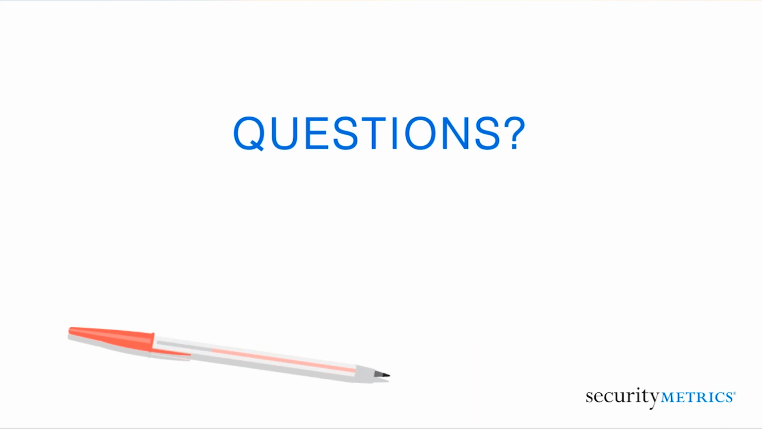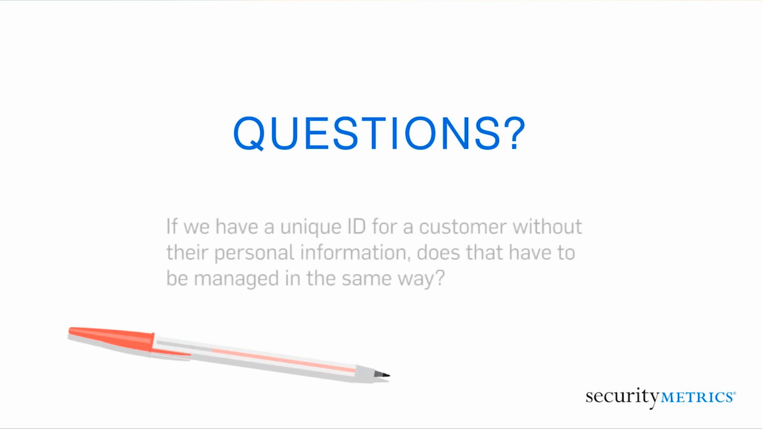Well, we've got time for just a couple more questions here, and then we'll dive into the demo. But we had a question about what constitutes personal data. If we just have a unique ID for the customer without their name or personal information, does that have to be managed in the same way? Yeah, so let's go back to that conversation about what is personal data. Let's start with the definition again. Again, my methodology, I just go back to the definition. Let's all read that together, make sure we understand.